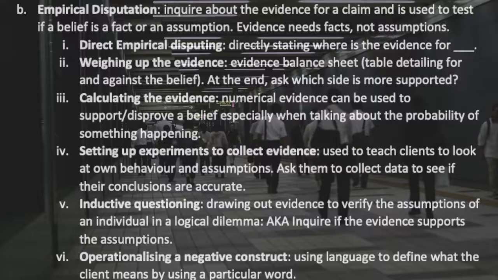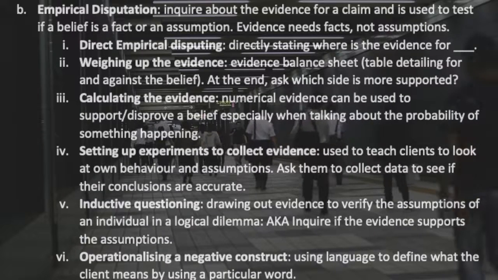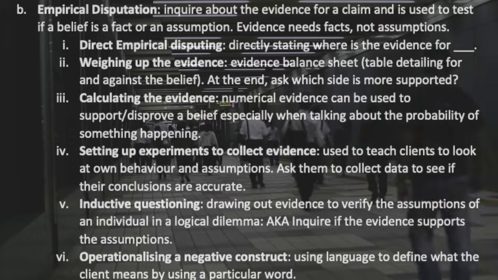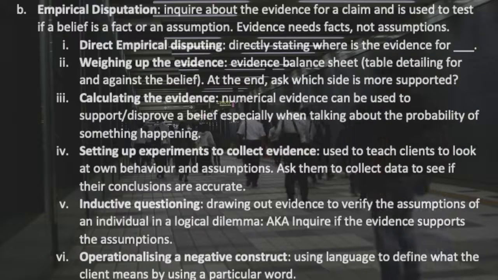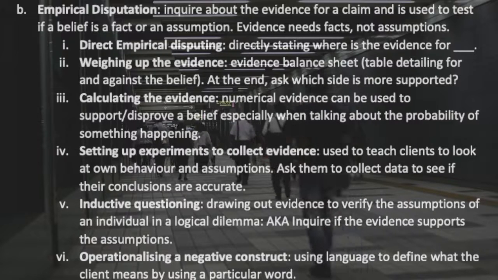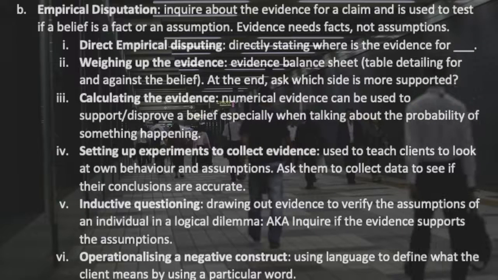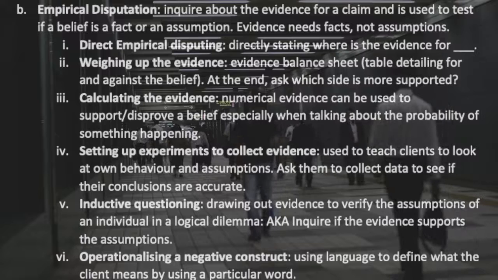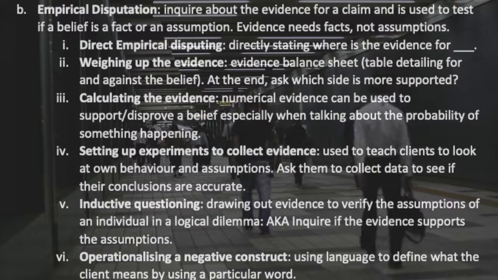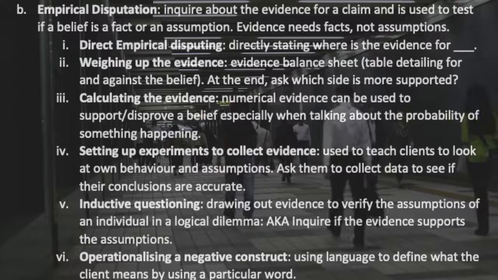There are ways we could bring about this disputation. They include direct empirical disputing, which is directly stating, where is the evidence for this belief? There is weighing up the evidence, where you quite literally create an evidence balance sheet, like a cost-benefit analysis, a table, if you will, detailing for and against the beliefs. And at the end, asking which side is more supported.